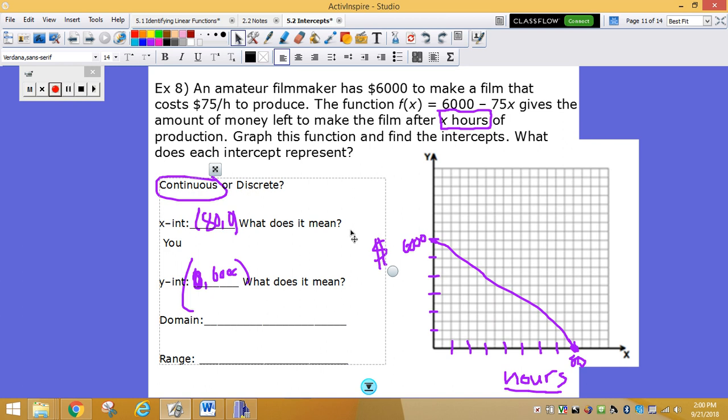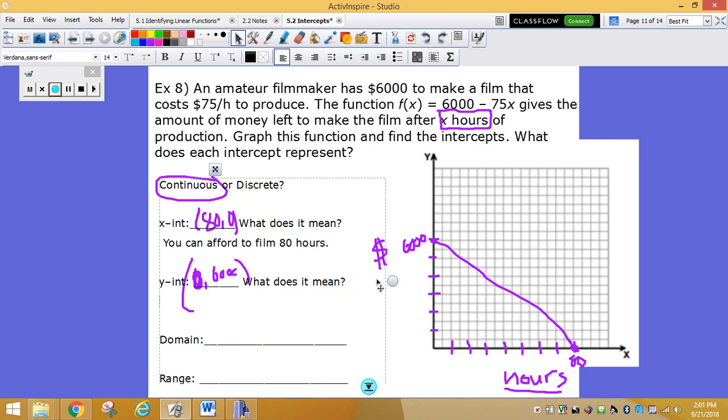You can afford to film 80 hours because you only have $6,000. So if it films more than 80 hours, you can't afford it. And let's talk about the money, the $6,000. It is money. So that says, and it's actually in the first sentence, you have $6,000 to spend. Something along those lines.